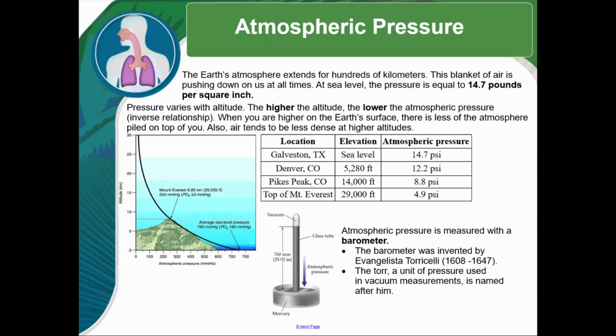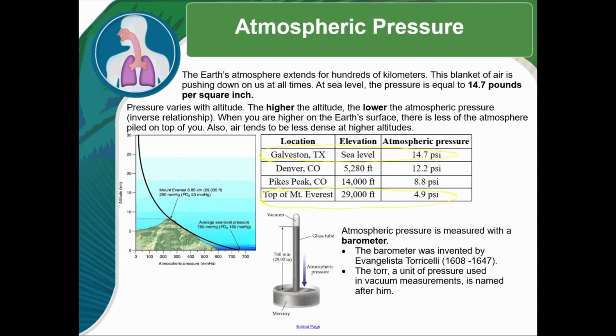When you are higher on the Earth's surface, let's say like at the top of Mount Everest, which has an elevation of 29,000 feet, there is less of the atmosphere piled on top of you. In fact, the atmospheric pressure is just 4.9 psi. The air tends to be less dense. Less dense air means fewer oxygen molecules, making it difficult to breathe. You have to take in more breaths to get the same amount of oxygen as you would at a lower altitude like Galveston, which is at sea level, and it has a PSI of 14.7.